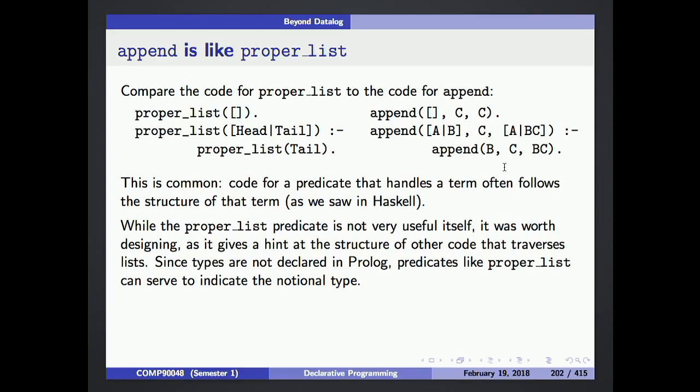Right, so even though this proper list is not very useful, it's not code that you're going to use very much because all it does is check if something is a list. We can use it for exactly that definition to make sure, because append is only really meant to work on lists, right? But that code will work on anything. In fact, it will even succeed for non-lists.